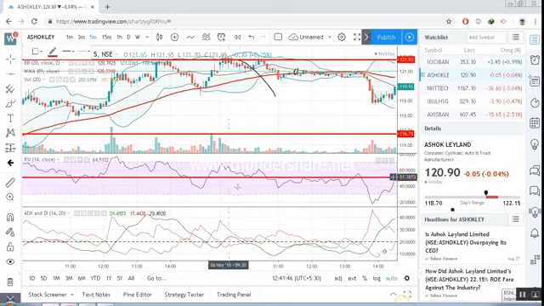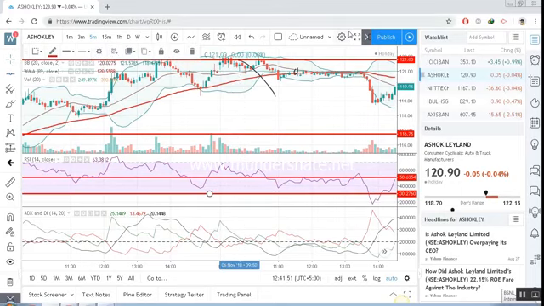When RSI goes below 30, which is the oversold market, that is the signal for booking profits. When it comes below 30 and stays, and then goes back above 30, you start to book some profits.